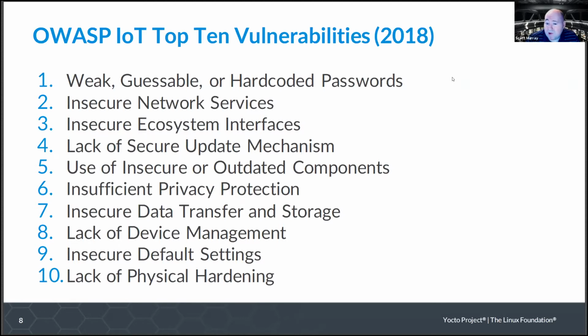Insufficient privacy protections, more about on-device storage of user data. And this starts to get into, as well as the ecosystem interfaces, things that are more application or product design specific. Insecure data transfer and storage is similar. It's not using encryption or SSL or TLS where you need it. Lack of device management gets more into infrastructure usage, where tracking the physical presence of devices, so what's on your network. There's interfaces that you can actually see what something's plugged in and figure out where it is and do asset tracking.